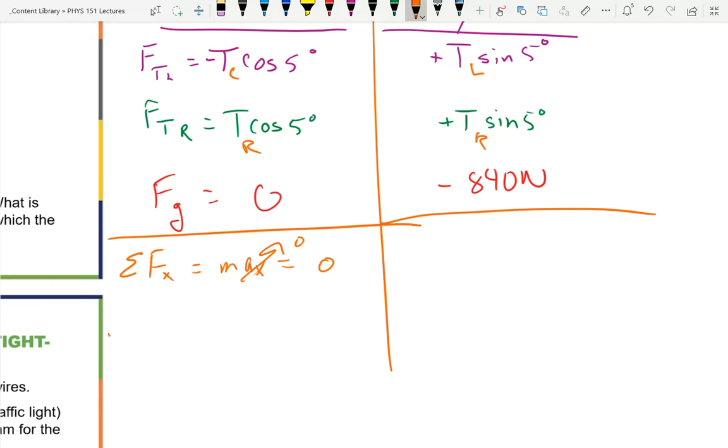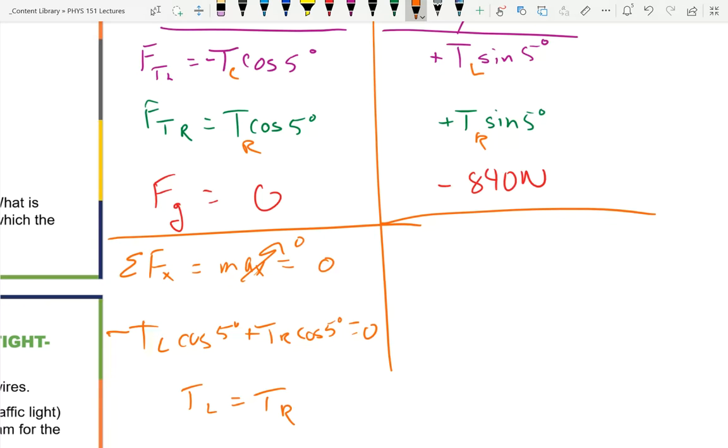And so I add that column: minus tension left cosine 5 degrees plus tension right cosine 5 degrees equals 0. That then demands tension left must equal tension right. Since they both have 5 degrees, I just cancel the 5 degrees. So that's what I would have had if I would have used tension left and right.